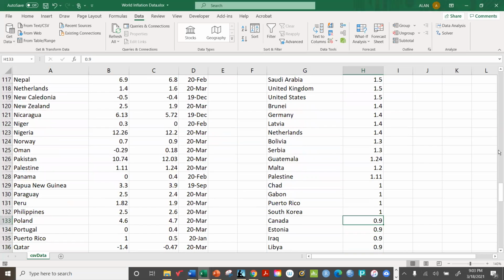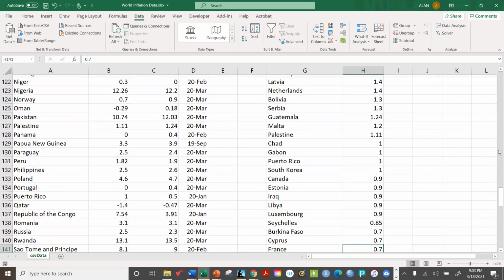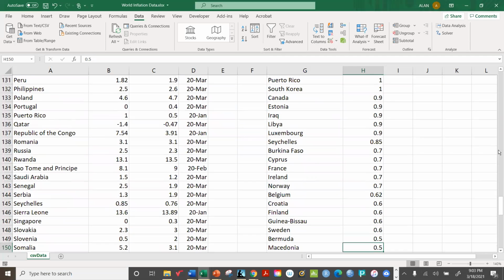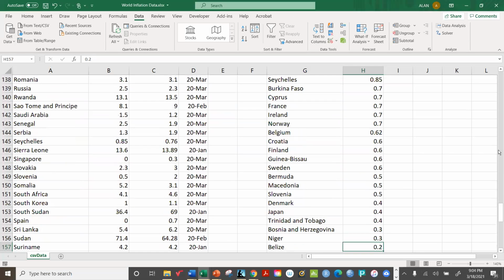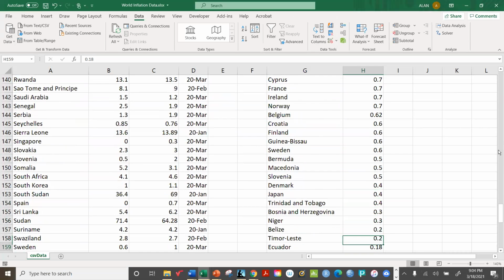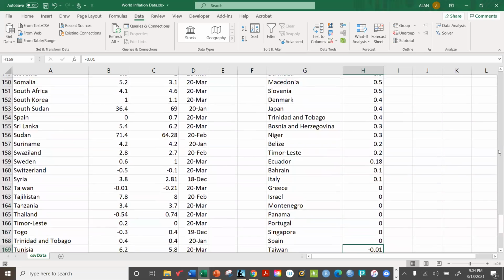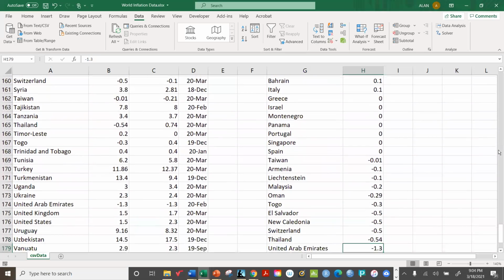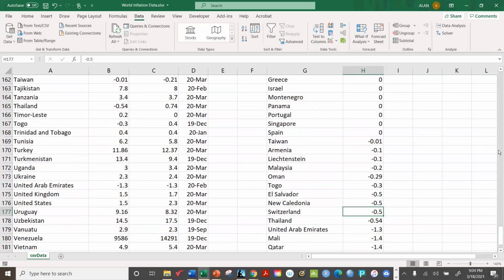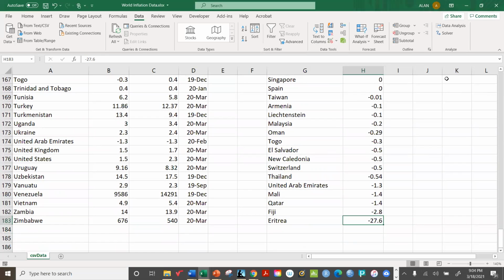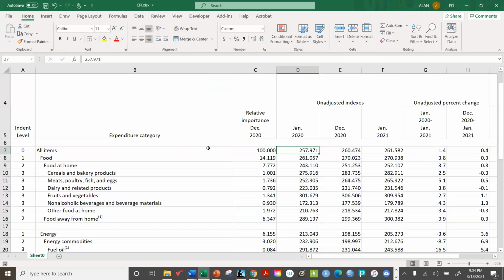Okay, Canada is only 0.9%. Then Norway, 0.7%. Japan is probably way down here at the bottom. There it is, 0.4%. Italy, even Italy, for many years, they always had a problem with inflation. Greece is at 0, Israel is at 0, and then let's see, we've got some negative ones. Look at that, Switzerland has negative inflation. Interesting. Wow. Okay. Well, anyway, enough of that.